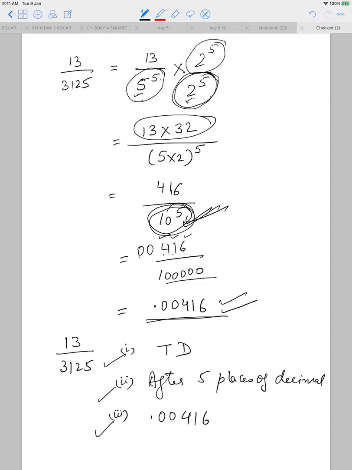If it has been asked what type of decimal expansion, then simply by looking at the prime factorization of the denominator, you can say whether terminating or non-terminating. Secondly, if they say after how many places will it terminate, then look at the power of 10 in the denominator, and then you can say after so many places it will terminate. And then if they say find the decimal expansion, then you have to do it till the last point.